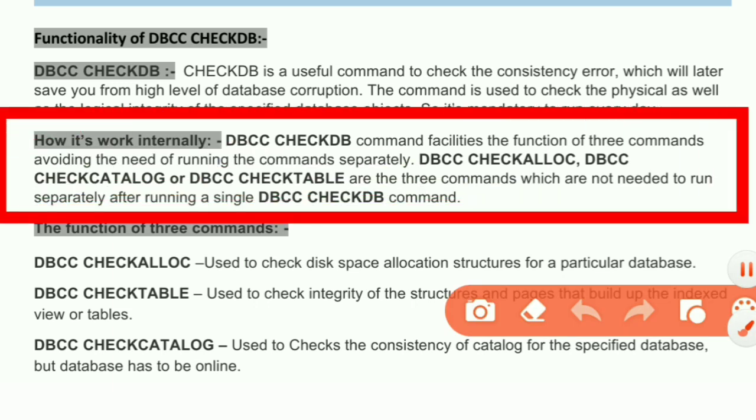If you focus here, what the line is saying is that, to avoid running these three, DBCC CHECKALLOC, DBCC CHECKCATALOG, DBCC CHECKTABLE, in place of these three we are hitting just one simple command, DBCC CHECKDB, which means DBCC CHECKDB is associated with all three commands, right? So you need not hit these three commands separately. You just hit the command DBCC CHECKDB. It will trigger all those three, right?